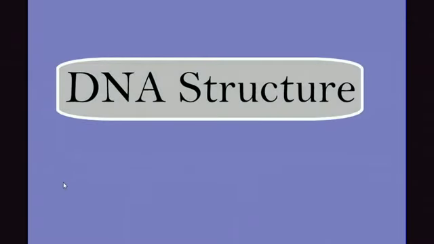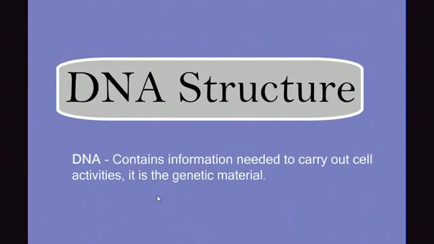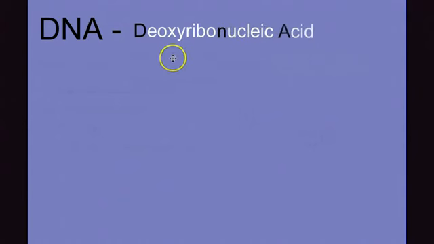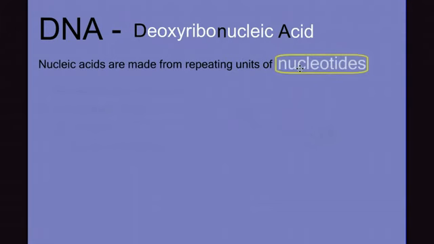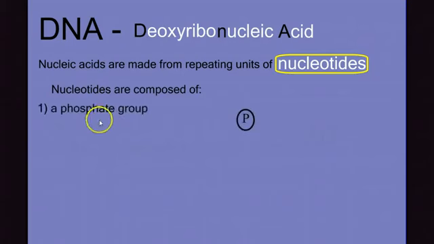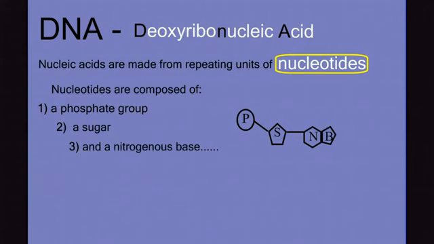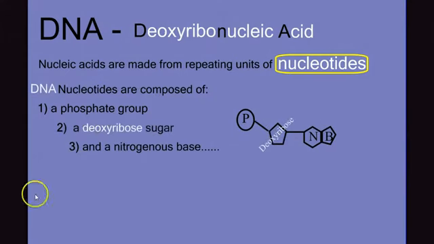Now in this video, our second in our series on DNA, we're going to look at the structure of DNA. We know that DNA contains information needed to carry out cell activities. It's the genetic material, but what's its structure? DNA, deoxyribonucleic acid. Well, we remember from our earlier videos that all nucleic acids are made of repeating units of nucleotides, and that every nucleotide is composed of a phosphate group, a sugar, and some nitrogen base. And if it's a DNA nucleotide, then that sugar is specifically deoxyribose sugar.